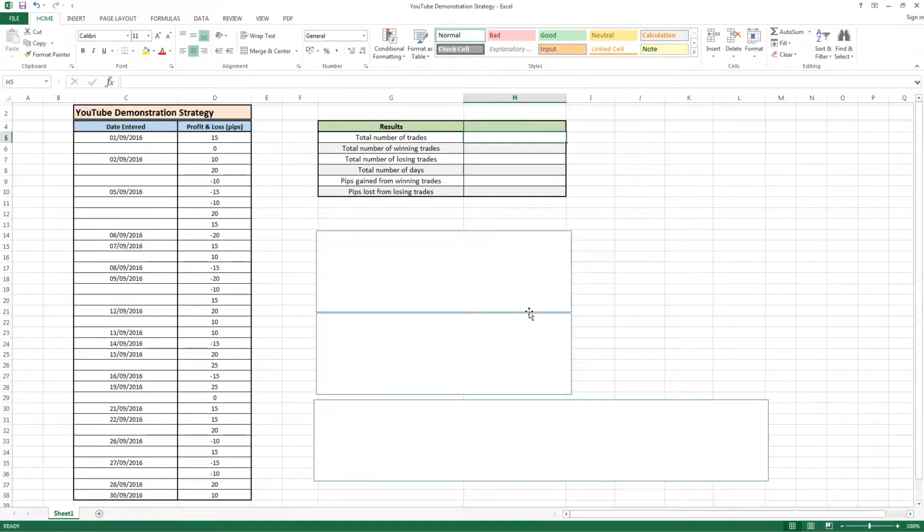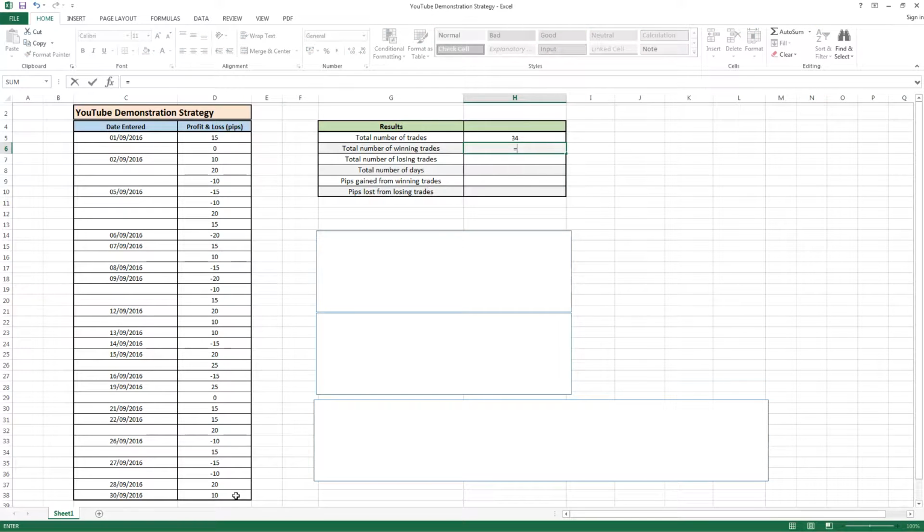So I'm simply going to type equals COUNTA, open brackets, and then just select the range that I want it to count. So if it counts each of those cells, that's it, 34 trades. So now I want to know the total number of winning trades in that same range.